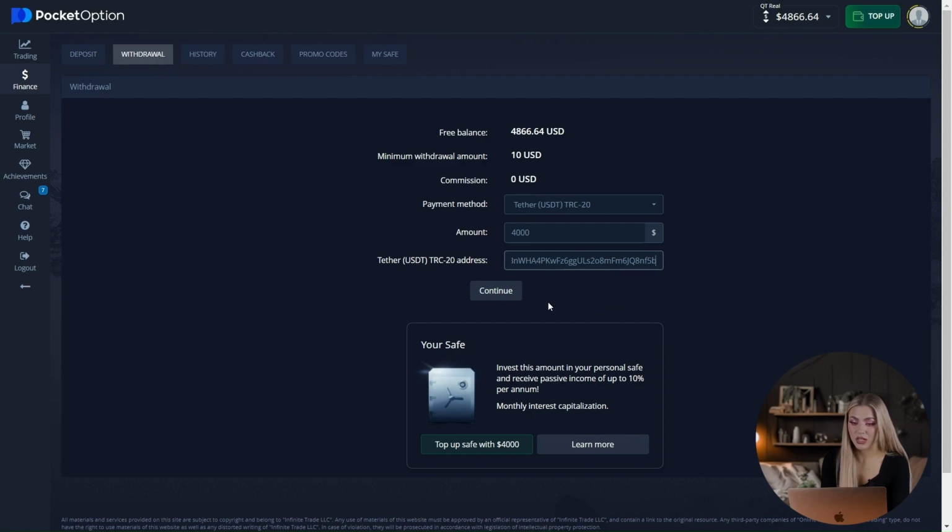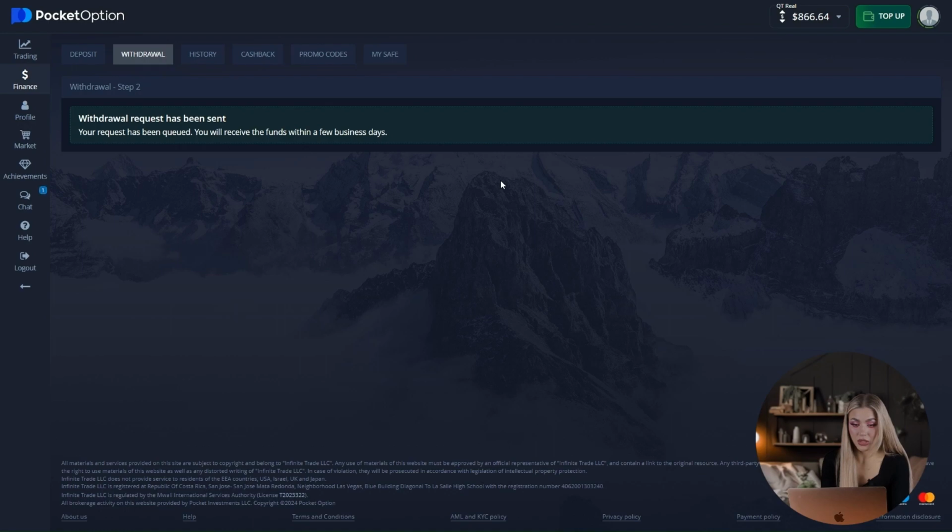It's the most convenient and liquid instrument in my opinion. Hit the only button, continue, and voila! Now the broker will process the transaction for about 10 minutes. When the process is finished, I'll come back here and show you the result.